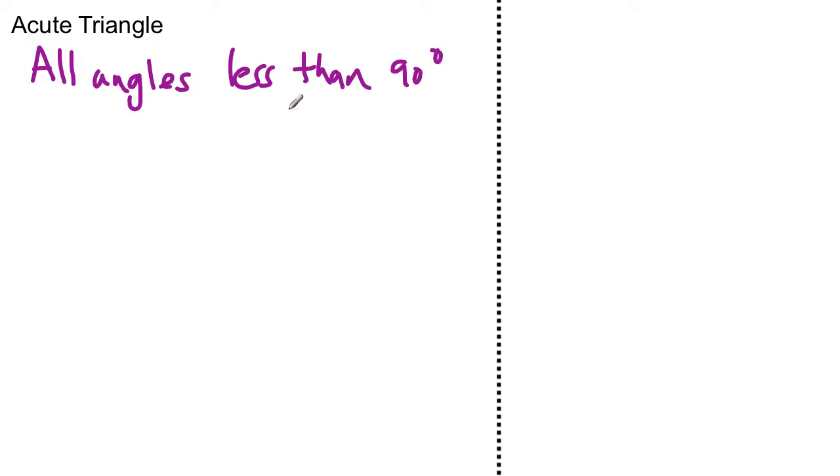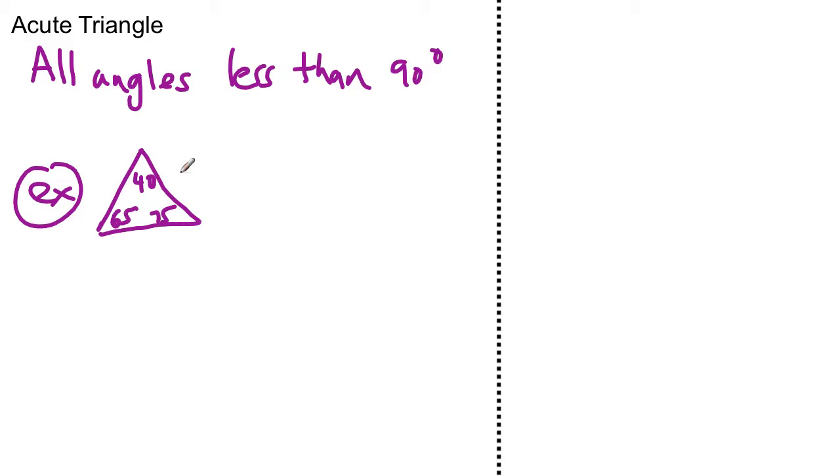Okay, next up, acute triangle. Acute triangle is all angles less than 90. Okay, so what we're talking about here is something like this. For example, this triangle right here, where, you know, our first angle, let's say that's 65. Let's say this next angle is 75, and this angle is 40. Right? Notice they're all less than 90.